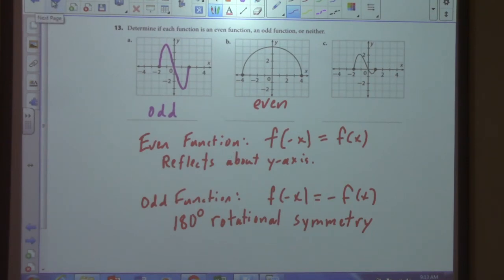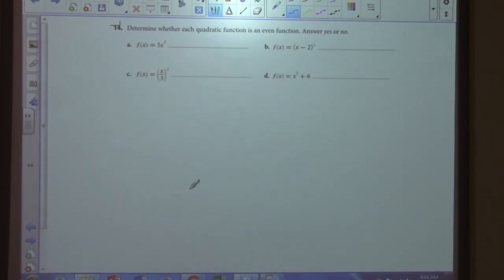Okay, next, ready to go. So what about this one here? Neither. Neither, okay. And then we have 14: determine whether each quadratic function is an even function, answer yes or no.